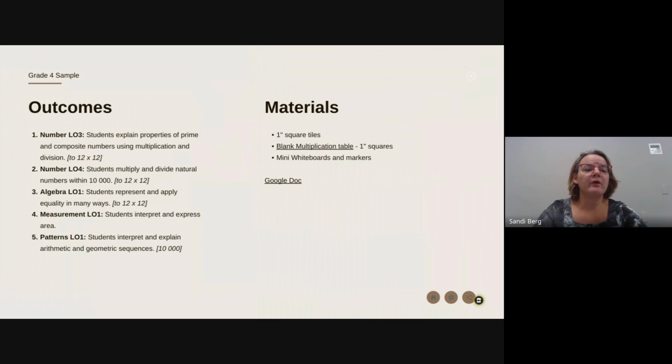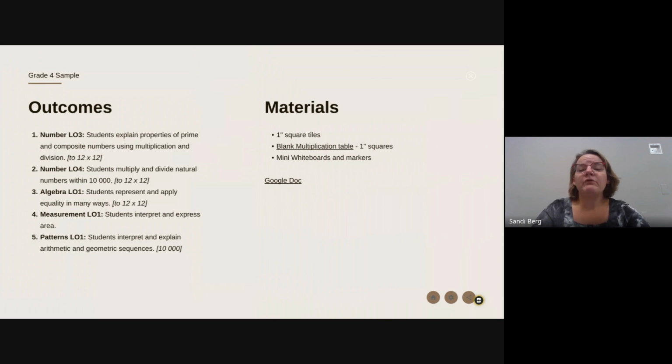Algebra: students represent and apply equality in many ways, up to 12 multiplied by 12. Measurement: students interpret and express area. And patterns: students interpret and explain arithmetic and geometric sequences. That says to 10,000, but I would still be limiting it to that 12 multiplied by 12.